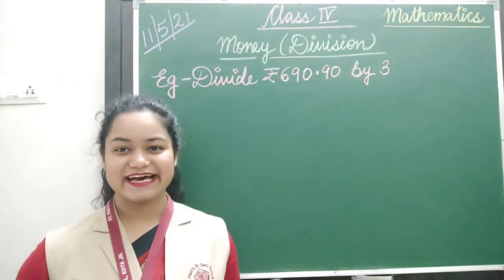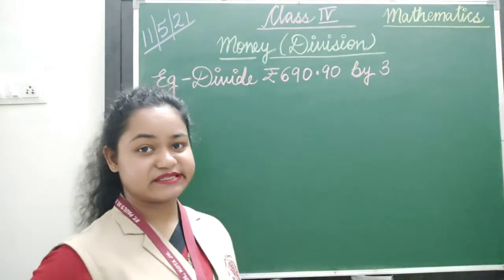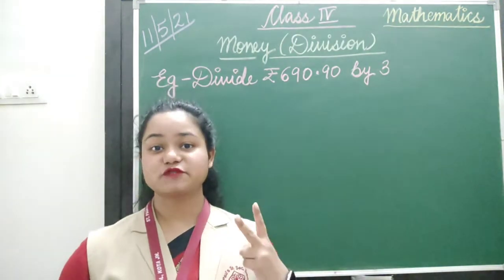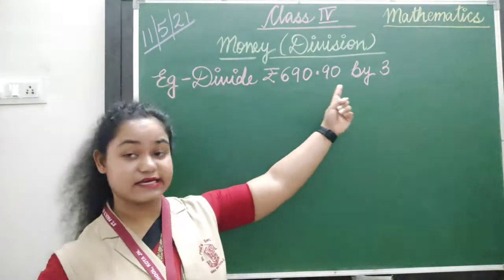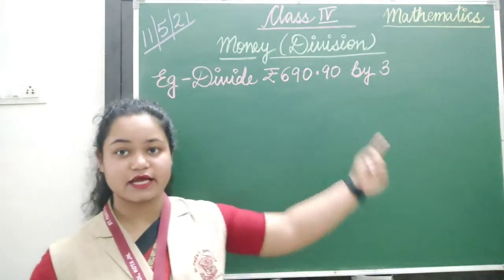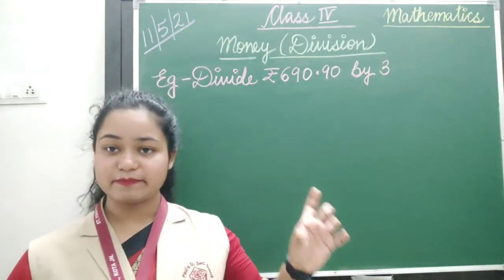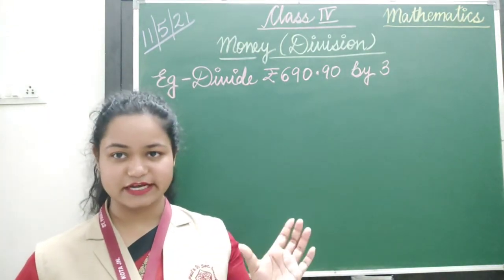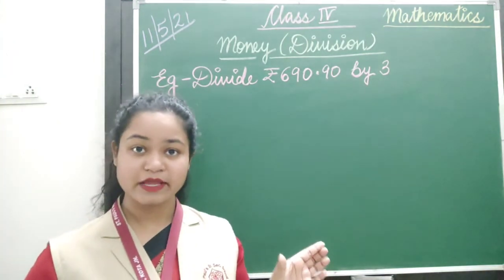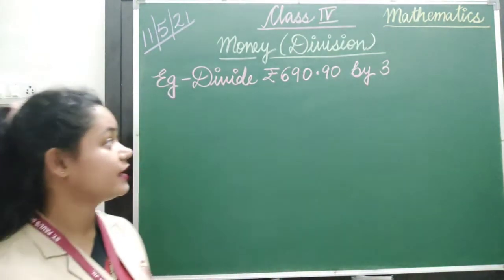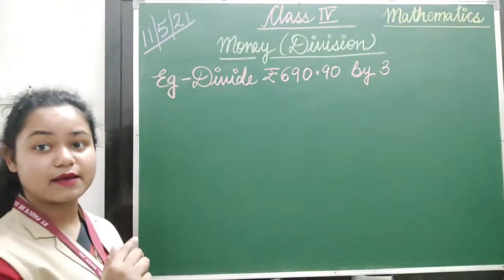Now let us see another example. Now what I am going to tell you next is the second way of solving this, that means dividing this. First way, we had written rupees and paisa differently, separately, with a space in between both of them. Yes or no? Yes.